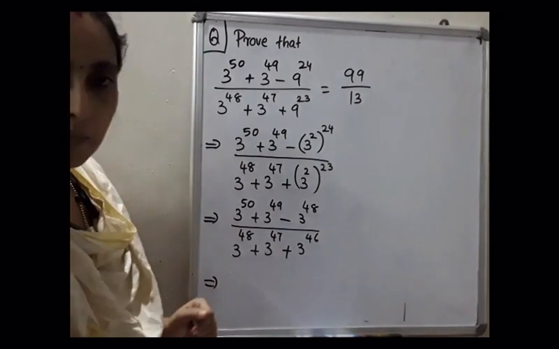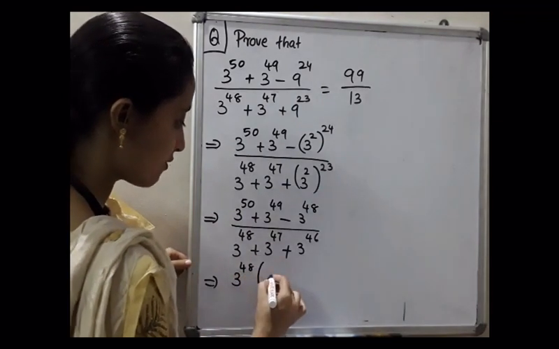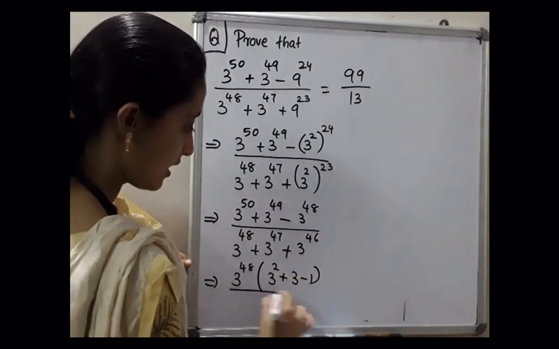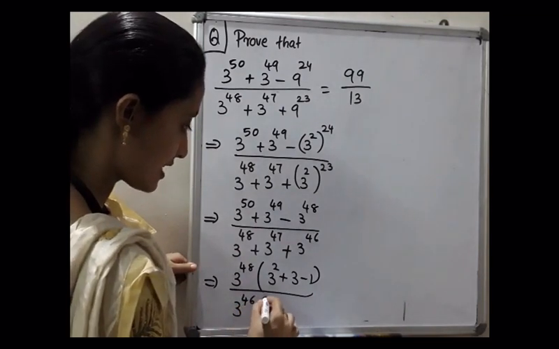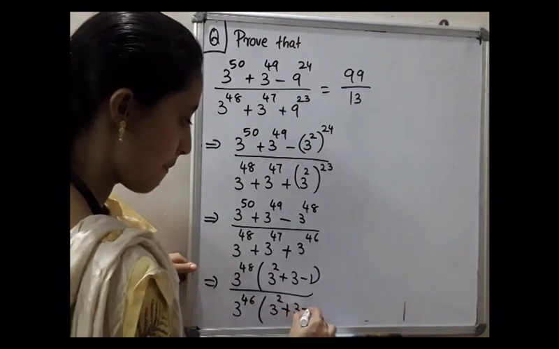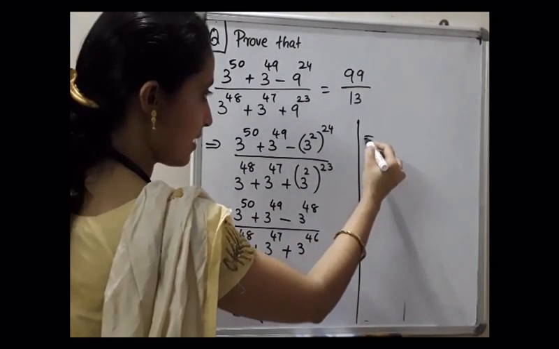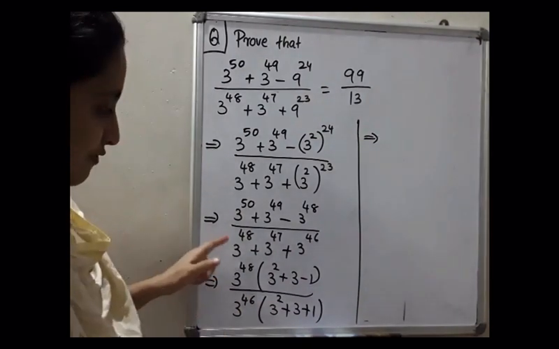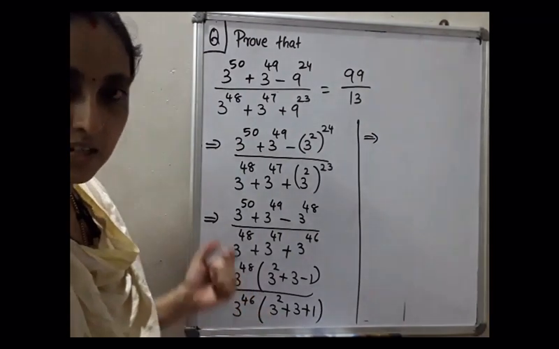So that is the same type. Which is the smallest number in the numerator? Yes, 3 raised to 48. The remaining is 3 raised to 2 plus 3 minus 1. Then in the denominator, which is the smallest number? Yes, 3 raised to 46. The balance here is 3 square plus 3 plus 1. So what is the next step? This implies 3 raised to 48 by 3 raised to 46, that is 3 raised to 48 minus 46. What is 48 minus 46? Yes, 3 raised to 2.